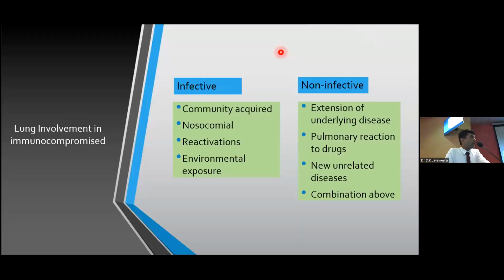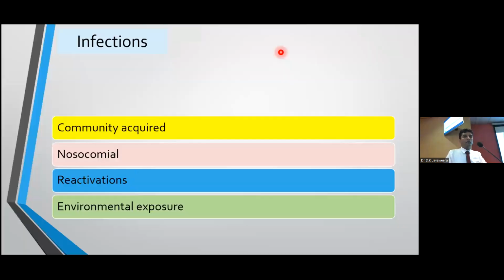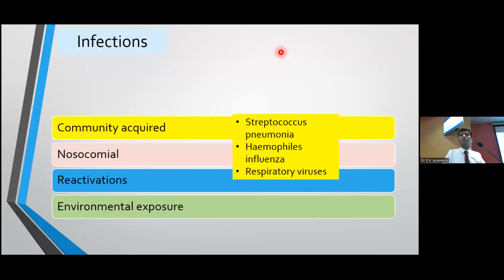When an immunocompromised patient comes with pulmonary involvement, the causes can be divided into infective and non-infective. 75% of patients have infective causes, but 25% are not infective. So what are the infections? As usual in the immunocompetent host, this could be a community-acquired infection, like Streptococcus, Haemophilus, or respiratory viruses. But the problem occurs when it affects the immunocompromised, so the severity is different. They have more severe disease, drug resistance, and their presentation is usually atypical.